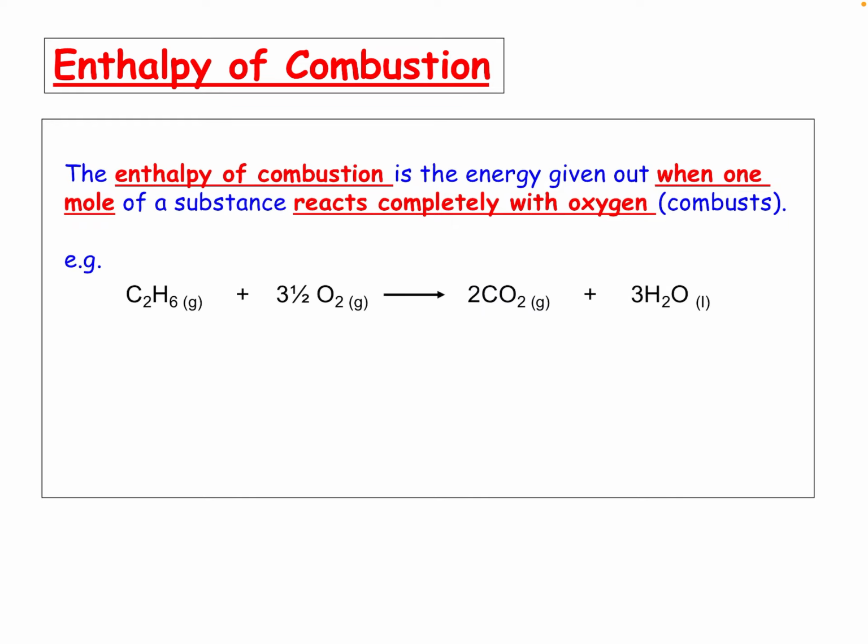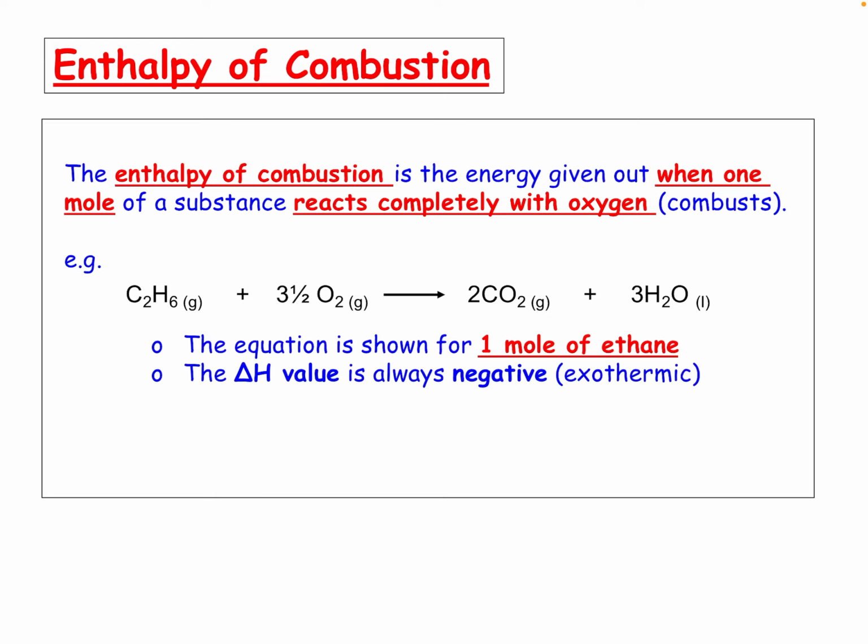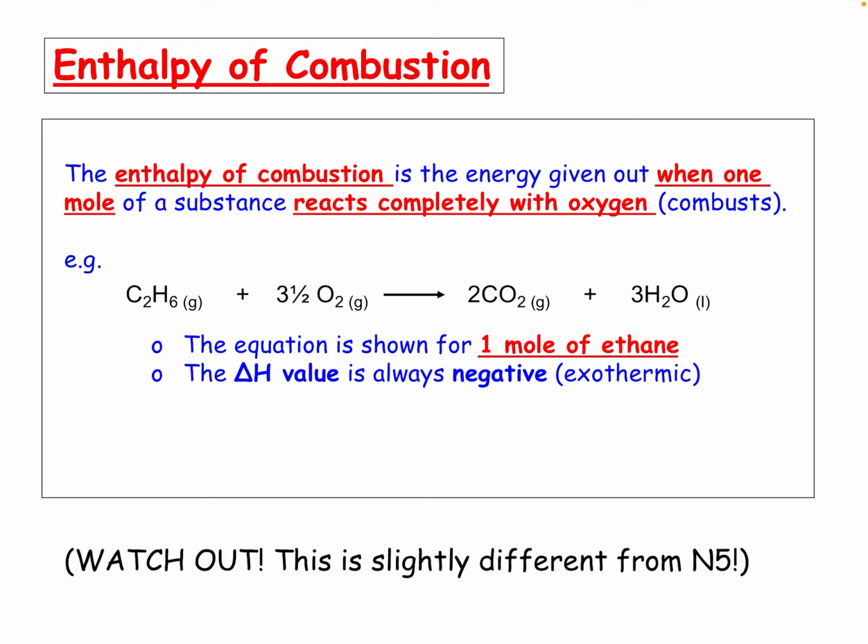So here is an equation. This is the combustion of ethane, and as you can see, that equation is shown for 1 mole of ethane being combusted. The delta H value for a combustion reaction is always negative, it's always exothermic, right? And that's what we were talking about yesterday. We talked about if an energy change is one where the chemical reaction loses energy, then it would be negative because it's lost energy. If it's an endothermic reaction, then the chemical reaction is taking energy in, so it's going to be a positive change. But we are not going to have any positive changes for enthalpies of combustion.